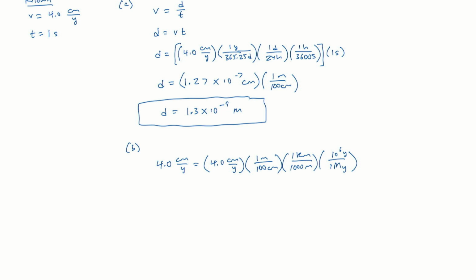Okay, and so this works out to be 40 kilometers for every million years. So 4 centimeters per year is equivalent to 40 kilometers every million years.